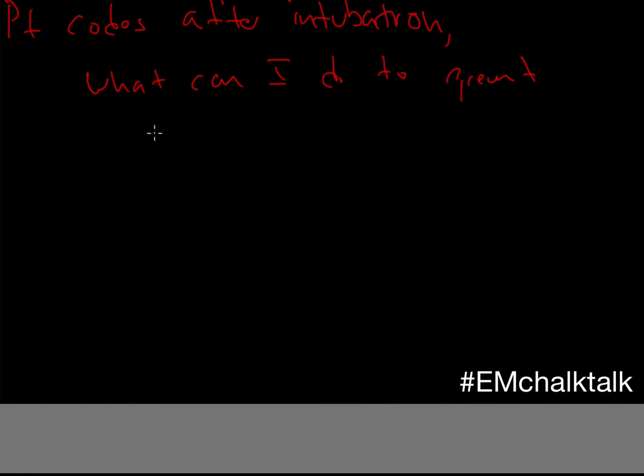So the question that Liz is asking is about peri-intubation arrests, so arrests that happen near when someone is intubated. What can we do to prevent that from occurring? Before you know how you can prevent it, you need to know what is going on physiologically that causes people to be at particularly high risk for arrest.